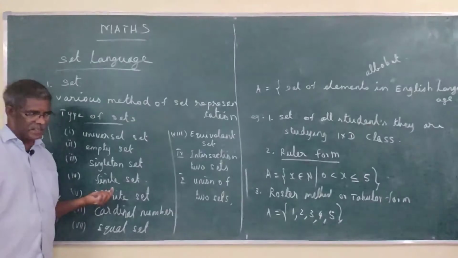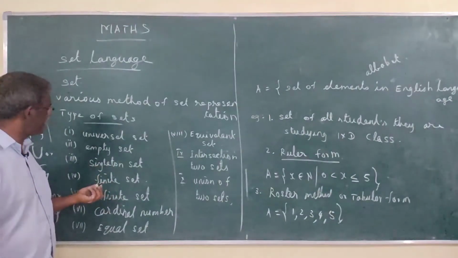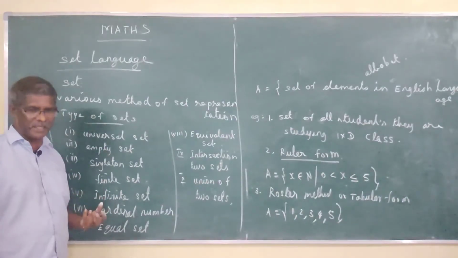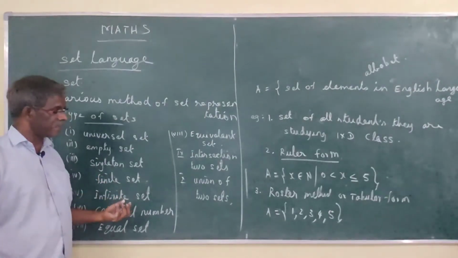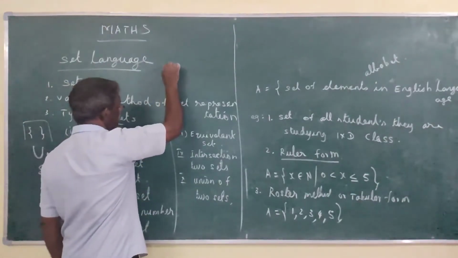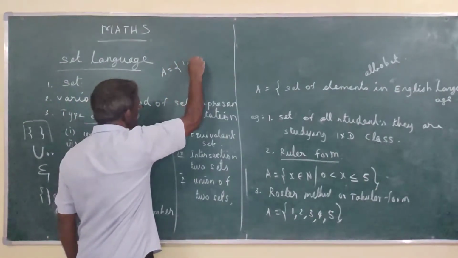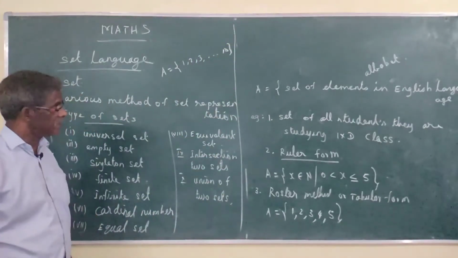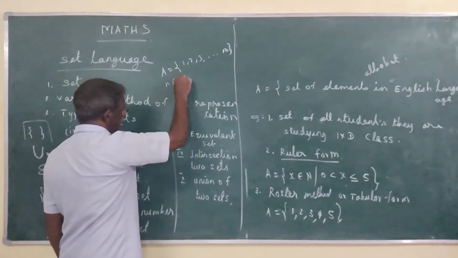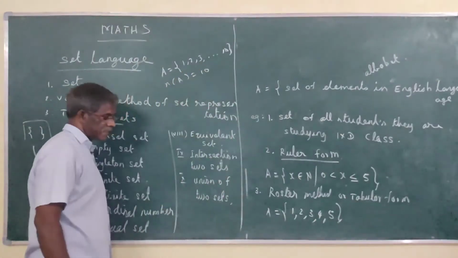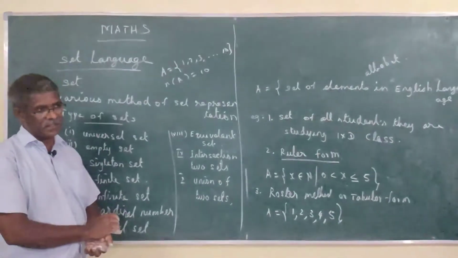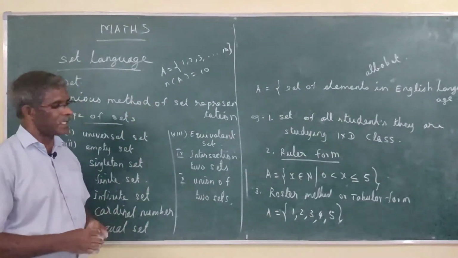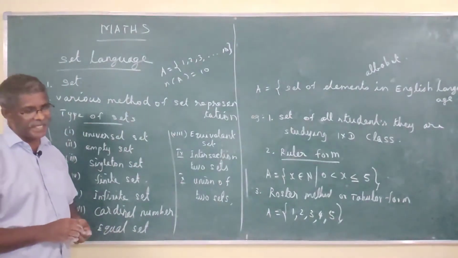Then finite set means, as I already explained clearly, a set that contains a finite or countable number of elements is called a finite set. For example, set A is equal to {1, 2, 3, ..., 10}. So this is also a countable set. n(A) is equal to 10. The cardinal number of set A is 10, so set A has 10 elements. That's why this set is called a countable set or finite set.